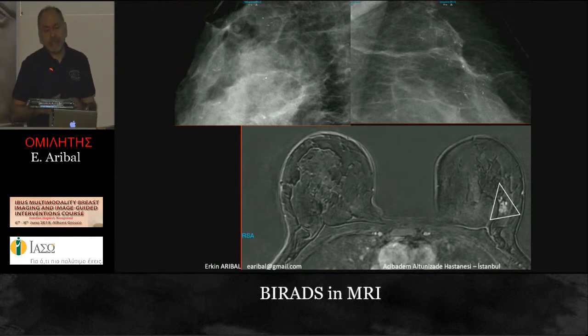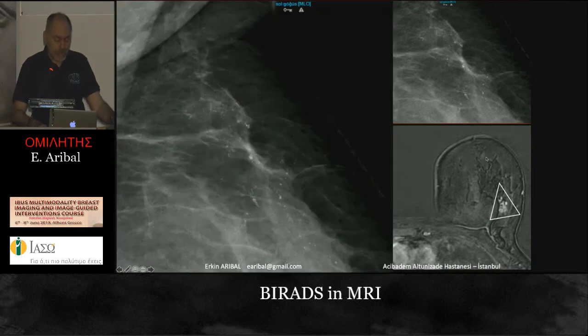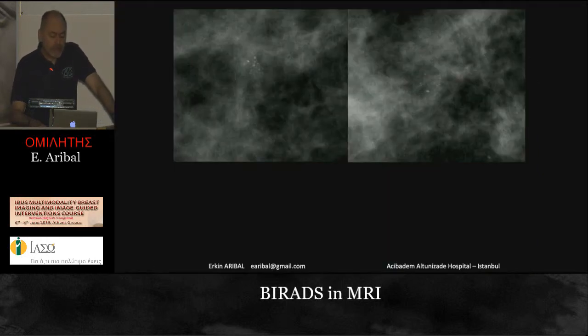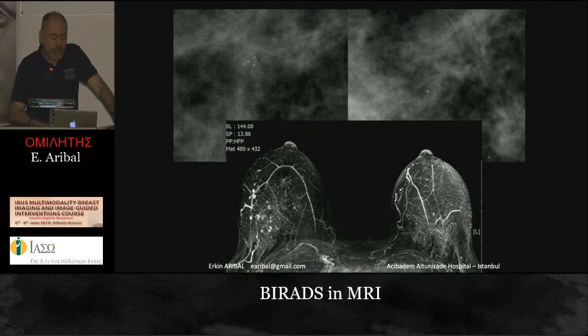These segmental non-mass enhancements look like a triangle, where the top of the triangle always shows the nipple. When you look at these segmental enhancements, the top shows the nipple. Another contrast enhancement: she has multiple small regions or clusters of calcifications. When we had the MRI, she had a lot of clump contrast enhancements, but it looks like a triangle still showing the nipple.